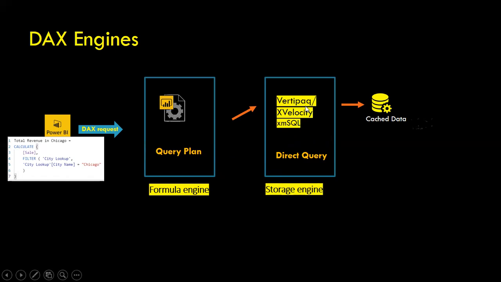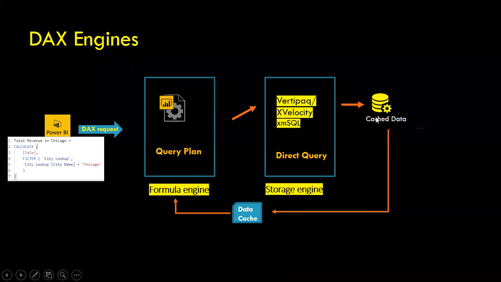In the storage engine, you have something called X velocity, and this is responsible for retrieving the data and then sending the data cache back to your formula engine. Hey, here is the data you requested. As per the query plan, I have generated the data. You pick up this data. So it will send the data cache to your formula engine.